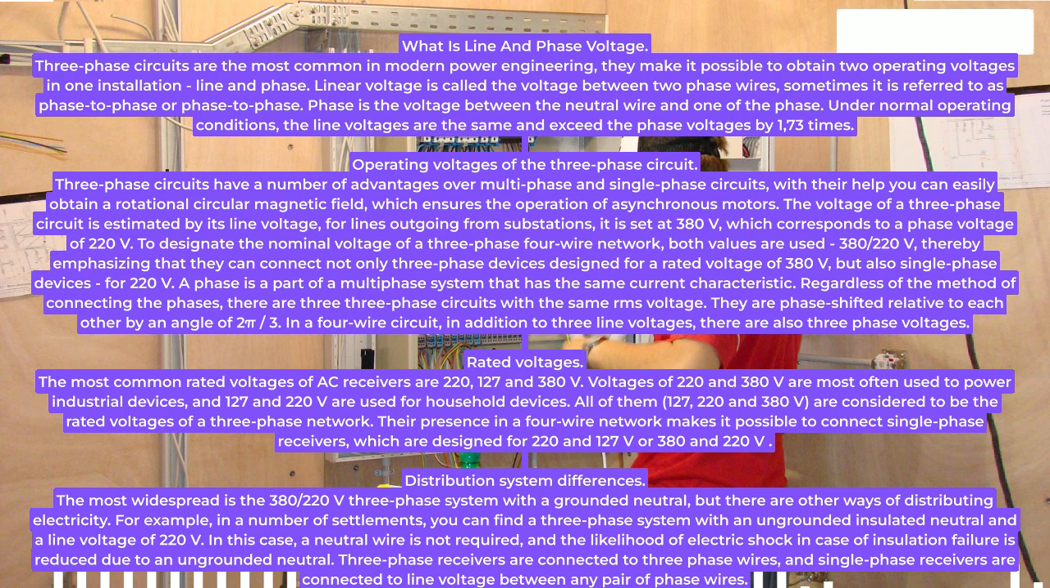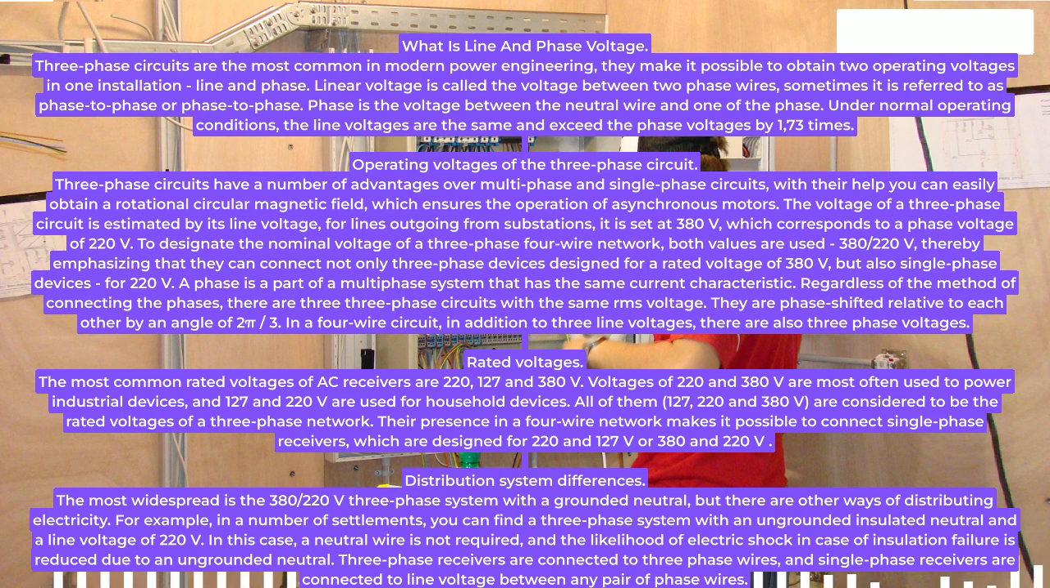To designate the nominal voltage of a three-phase four-wire network, both values are used, 380/220 V, thereby emphasizing that you can connect not only three-phase devices designed for a rated voltage of 380 V, but also single-phase devices for 220 V. A phase is a part of a multi-phase system that has the same current characteristic.